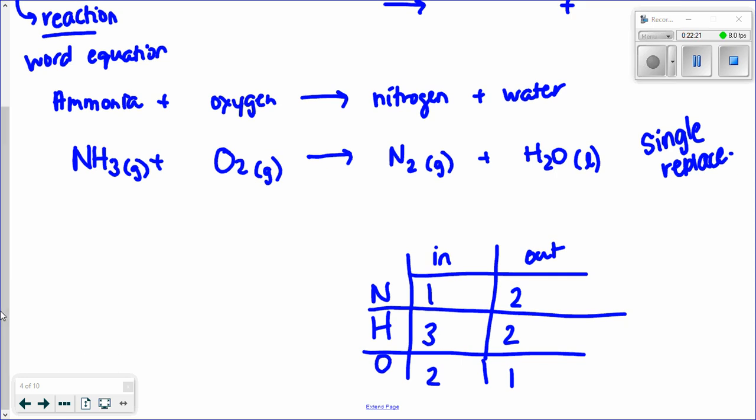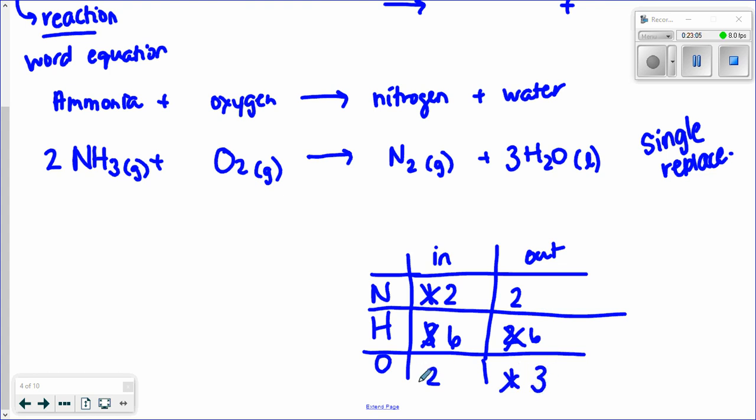This one's a little bit of a process to balance. Let's start with our nitrogen. We have 2 coming out, only 1 going in, so I'm going to write a 2 here. That changes this to 2, but it also changed the hydrogens: 2 times 3, now we have 6 hydrogens going in. In order to balance that, I know I need to write a 3 here. But what that did is it changed my oxygens coming out as well, so now this is a 3 coming out.